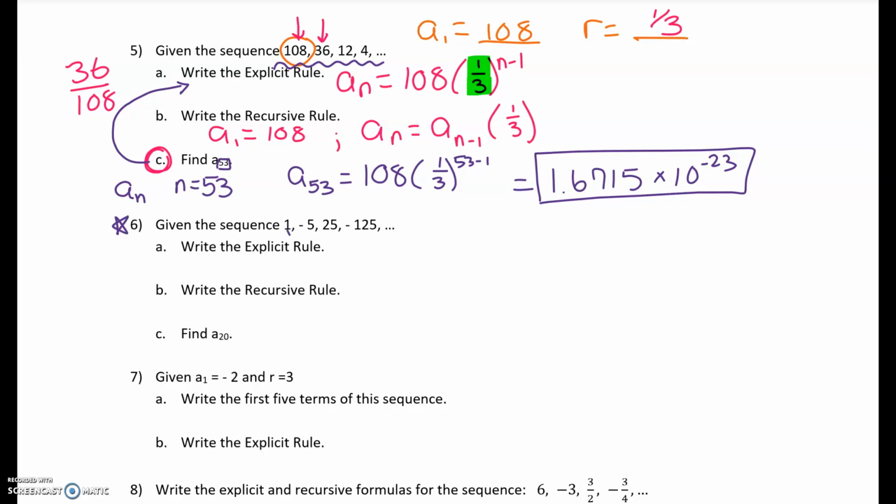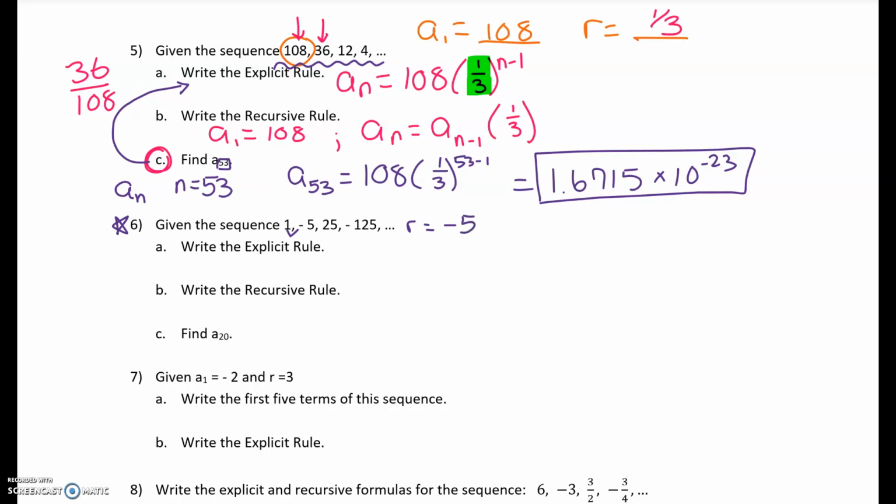You're going to notice that when you go from the first term to the second term, not only are we going to multiply by something, but that thing is going to make the sign change from positive to negative. So the only way you can take a positive number and multiply it by something to make it negative means that that R value is going to have to be a negative. So 1 times what is going to give us -5?